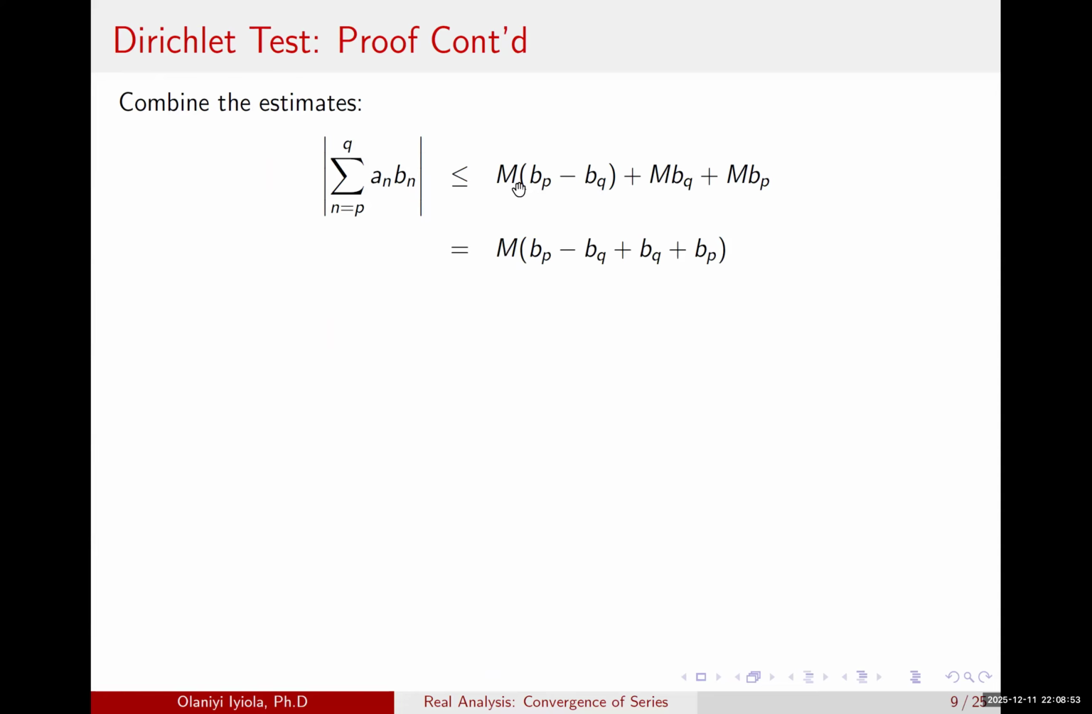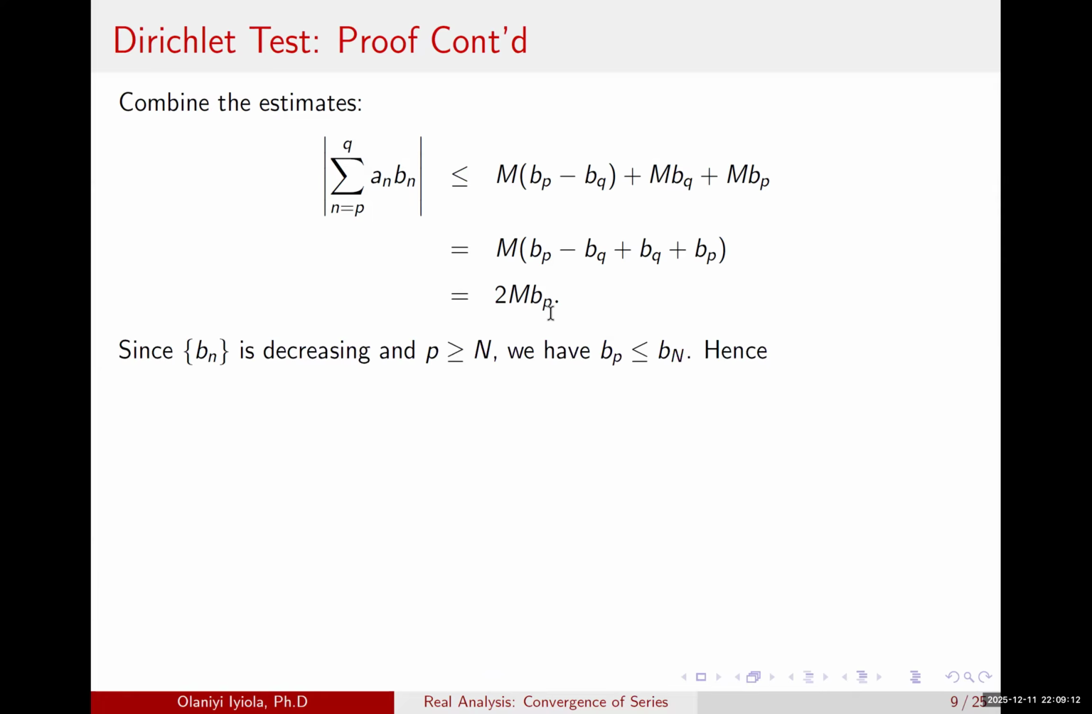And if I write it out explicitly, M is common, I pull out M, and you can see that b_p added to this b_p, you have 2, but minus b_q plus b_q cancel out. So what we get eventually is 2M b_p. Now, remember the bound. We are aware that b_n is decreasing. So if I have p bigger than or equal to N, it means that b_p will be less than or equal to b_N for a decreasing sequence.